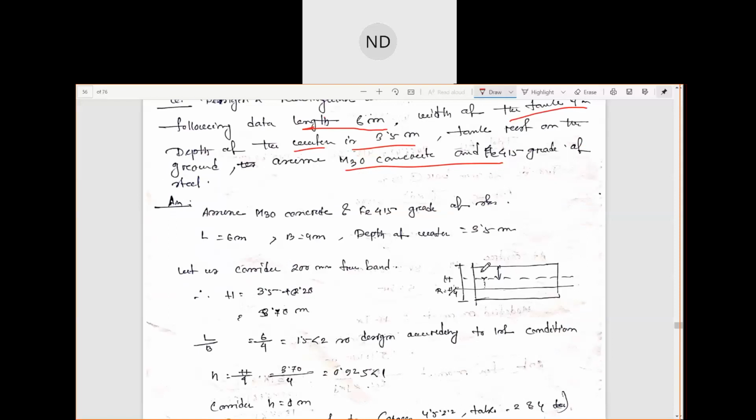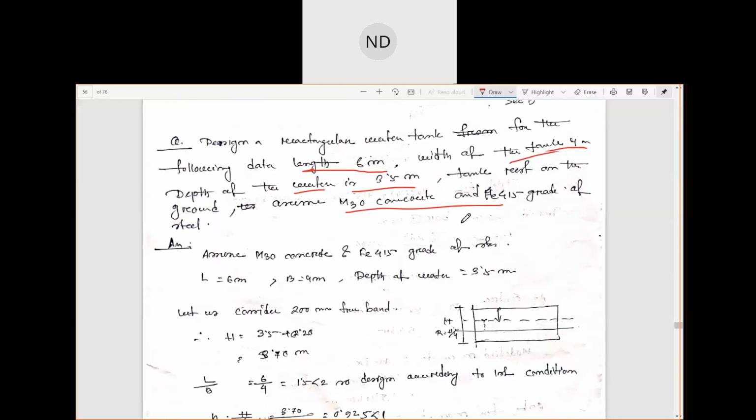Now suppose this is the tank, the height of which is capital H, and this is your water. The water level is given to be, height of the water is 3.5. So that means this is your 3.5.